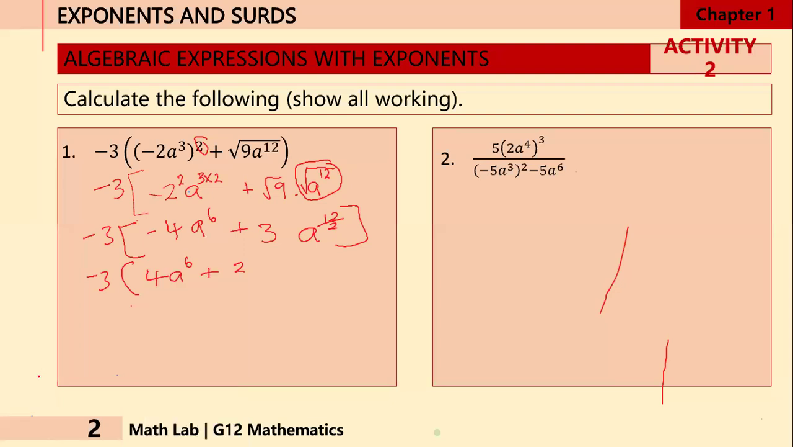This pen gives me a challenge today. All right. So this is 3 to the power of a 6.